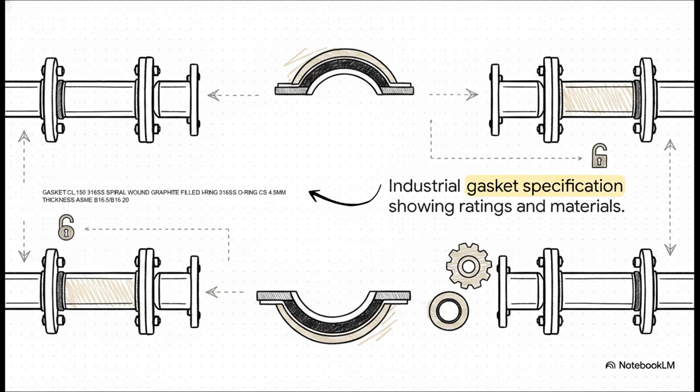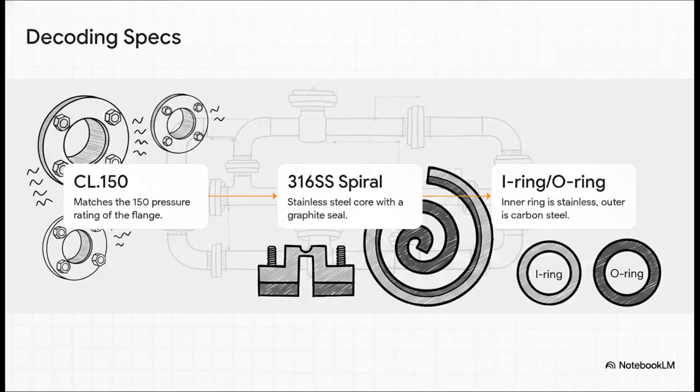Here's the thing. Even with perfectly machined flange faces bolted together, microscopic gaps will always remain. And fluid under extreme pressure, it will inevitably find those gaps. So we have to seal the deal with gaskets. Now, if you look at piping blueprints, you might see a raw engineering specification string exactly like this one. To a beginner, yeah, it looks like an intimidating secret language. But don't worry, we're going to decode this exact string together into plain English. Let's break this down line by line.